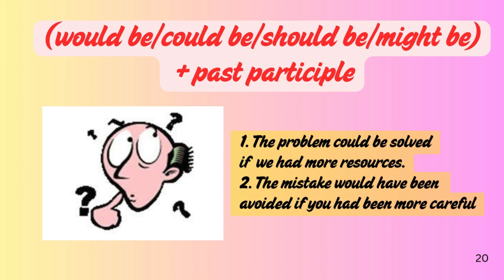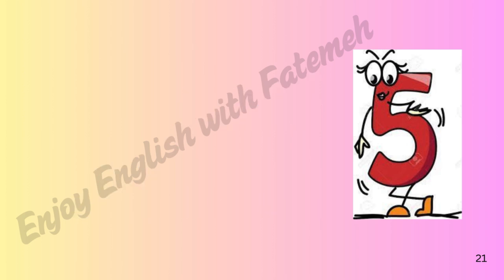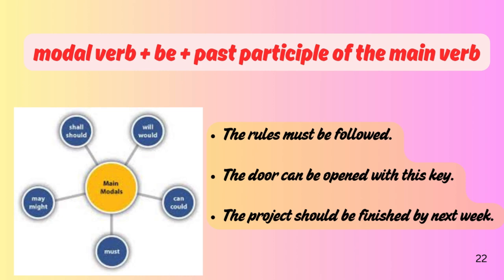How about modal passive? Modal verbs can, must, should, might, and so on are used to express necessity, possibility, permission, or ability in the passive voice. Of course, about the structure, we have this structure. Modal verb plus be plus the past participle of the main verb. There are some good examples. The rules must be followed. The door can be opened with this key.